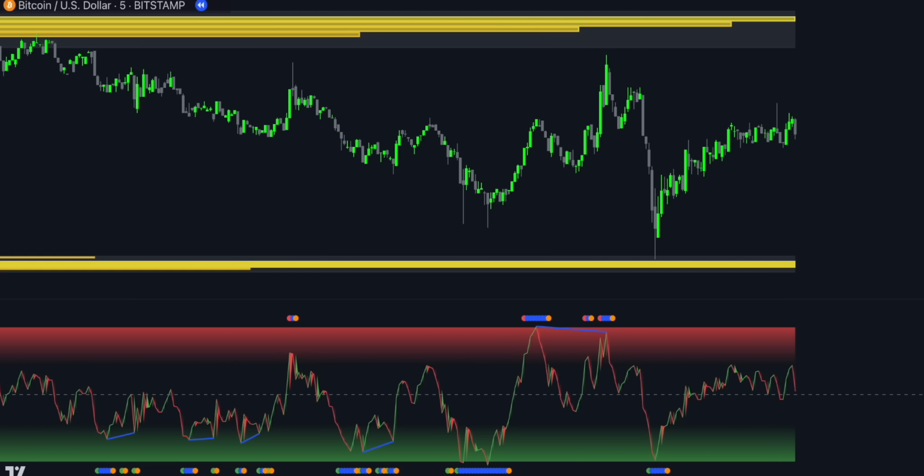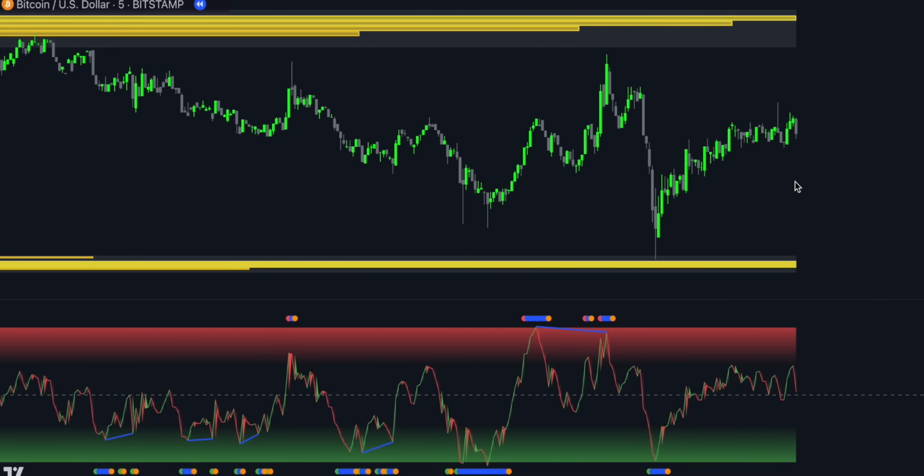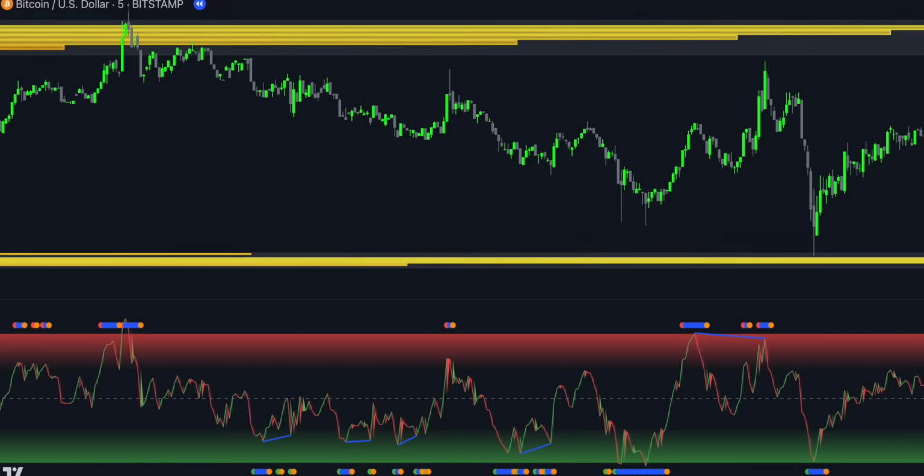The second indicator of this strategy is probably the most significant one. Why is that? You might ask. Well, it's because this tool analyzes the market in a totally new way.